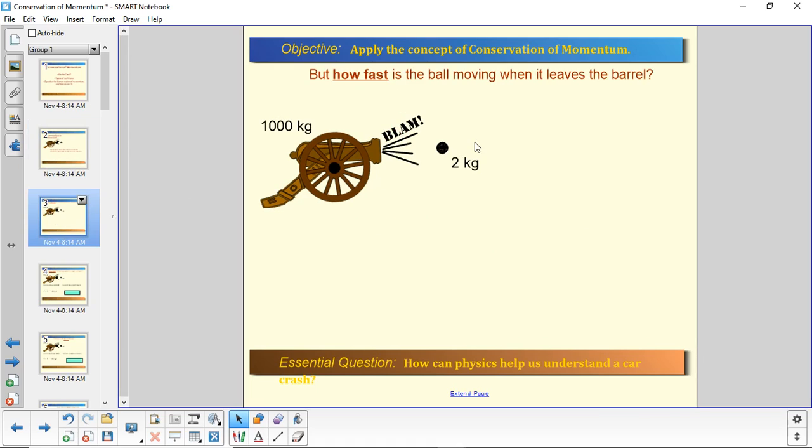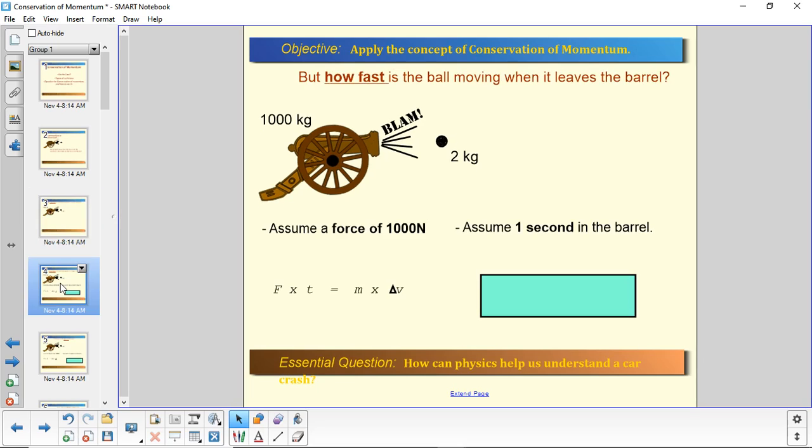Now, we're going to assume for a moment that the gun has a mass of 1,000 kilograms and the ball has a mass of 2 kilograms. We want to figure out how fast the ball is moving when it leaves the barrel. Now, obviously, we need a little bit more information for this. So we're going to assume that the force acting on both the ball and the gun is 1,000 newtons. And we're also going to assume that the ball takes 1 full second to travel down the barrel of the cannon. Now, obviously, that's unrealistic, but we have a concept here, and this makes the math a little bit easier.